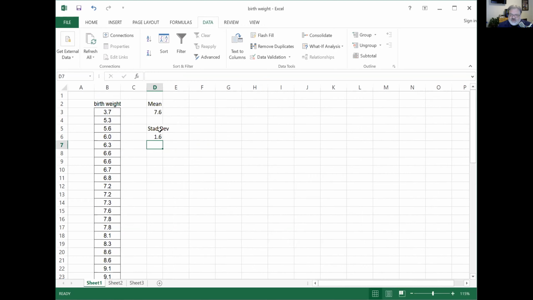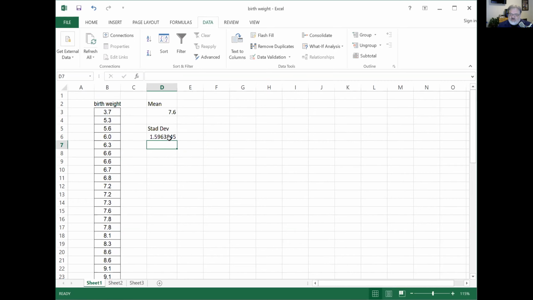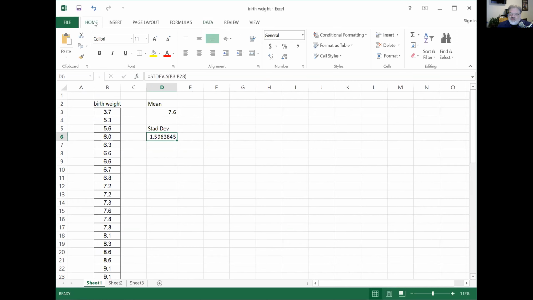The smaller you make this, you'll see less decimals. You can also control the decimals up at the home screen. This little number box will allow you to, oops, other way, allow you to move how many decimals it shows up or down. So I'm going to stick with it just showing those two. So for our birth weights, we have a mean and we have a standard deviation.